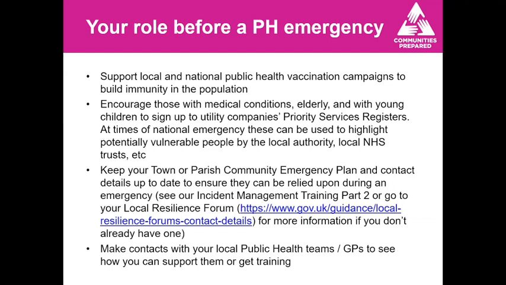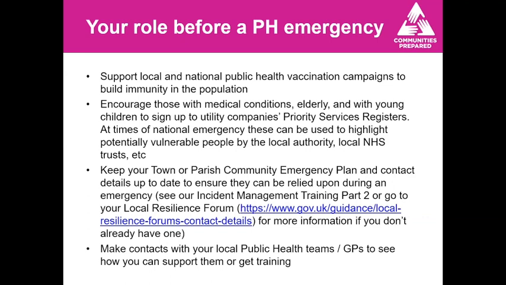Encourage those with medical conditions, the elderly and those with young children to sign up to utility companies' priority services registers. If you haven't heard of these before, they're a really useful database which the utility companies are statutorily obliged to produce. What they do is take down details of people who are elderly, have health conditions, young children, those kinds of things, and they create these databases. So if the utilities go out, the lights go out, or power, or whatever it might be, they can prioritise who they send help to.